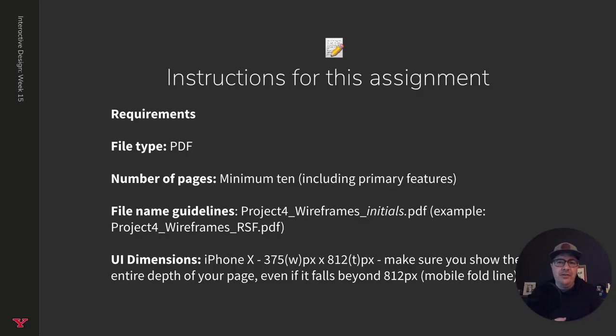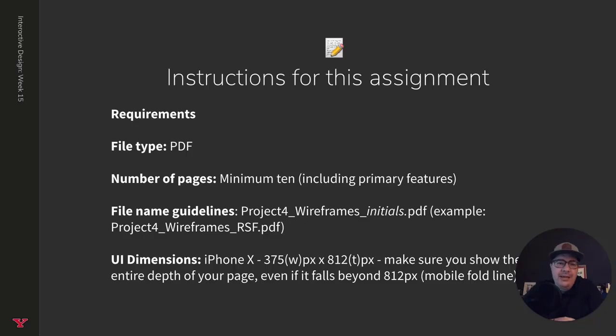File name is going to be no different from what we've been doing: project4_wireframes_ your initials. And for the UI dimensions, we're going to be focusing on an iPhone 10 screen size, which is a 375 pixel width by 1812 pixel tall device type. So if you think about just a tall rectangle for your actual wireframe, your actual UI dimension. Now, the fold line for that device, kind of the bottom of that frame, is 1812 pixels tall.